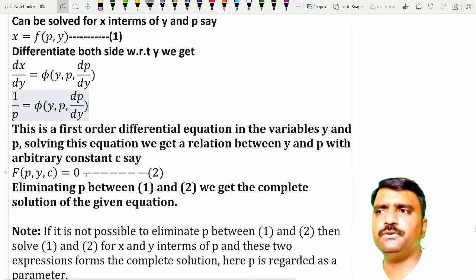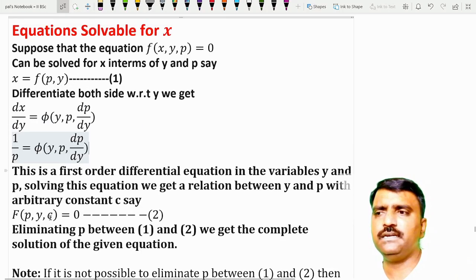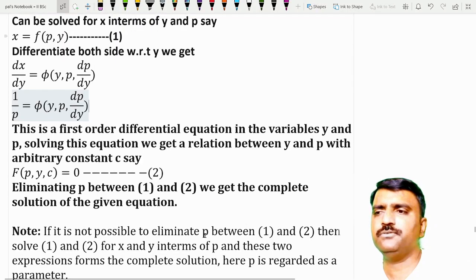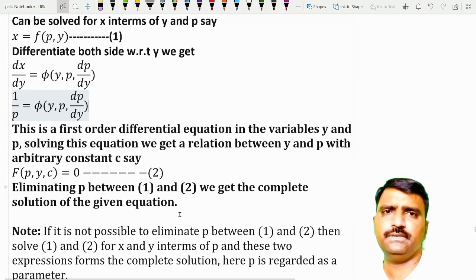By using equation 1 and equation 2 we have to eliminate p. If we eliminate p, then we get the complete solution of the given differential equation.